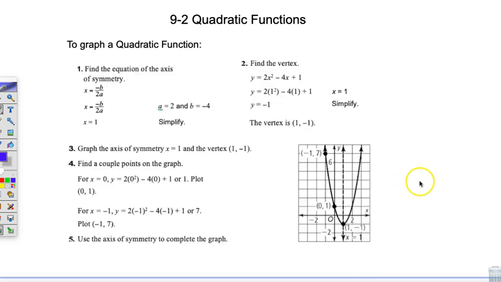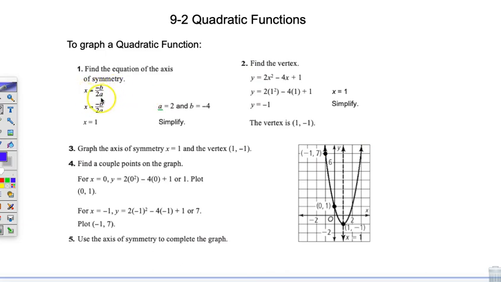Now to go about graphing a quadratic function, this is a new example so we could kind of follow it from beginning to end. We're using the equation of the axis of symmetry, then we're finding the vertex, then we're graphing. So let's take a look at this one.